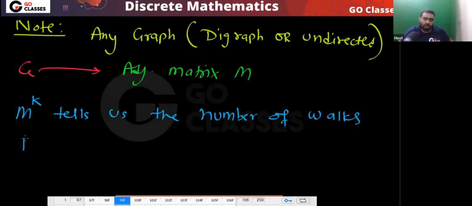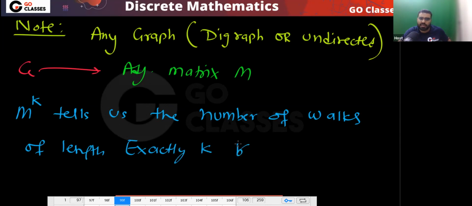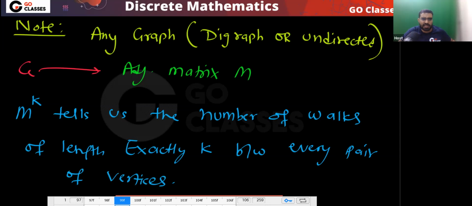of length exactly K. How many walks are there of length exactly K between every pair of vertices? This we have already seen in the last lecture. I told you the idea of the proof, not the complete proof, and you can continue with the induction and prove it.